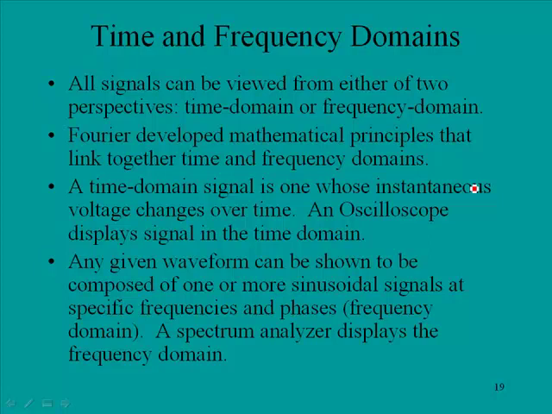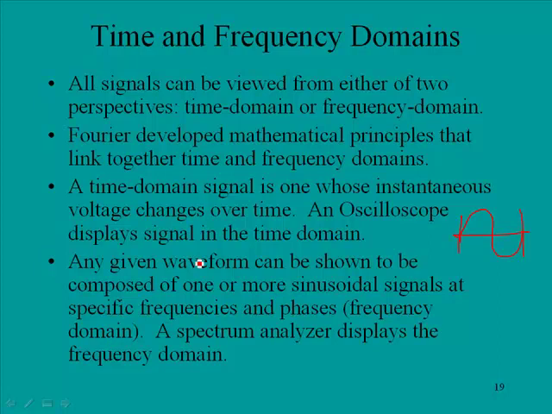A time domain signal is one whose instantaneous voltages change over time. And an oscilloscope displays signals in the time domain, and we've been talking about this. When we look at a signal on an oscilloscope, we look at it in relation to how long this sine wave is in relationship to time. Any given waveform can be shown to be composed of one or more sinusoidal signals at specific frequencies and phases, and that is the frequency domain. A spectrum analyzer displays the frequency domain.